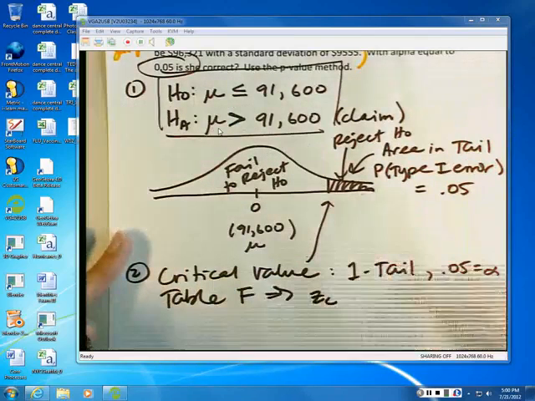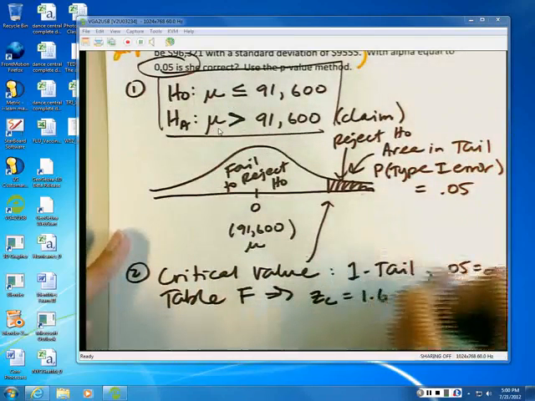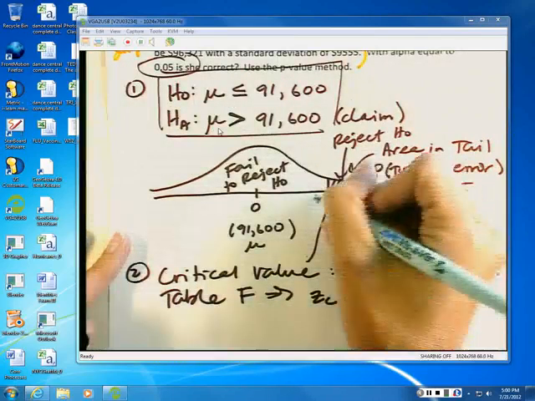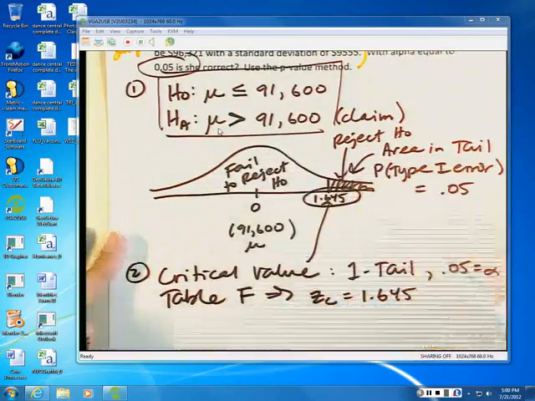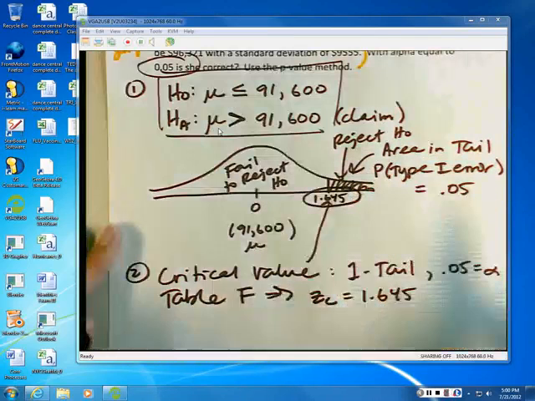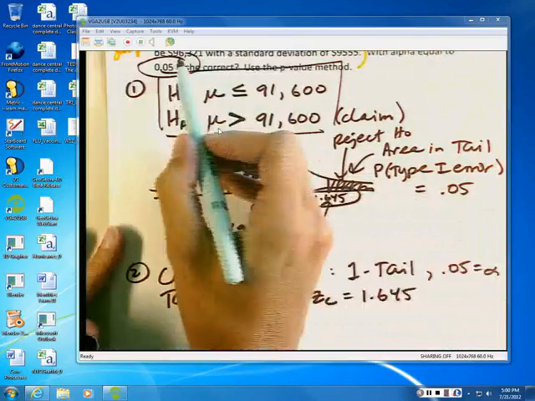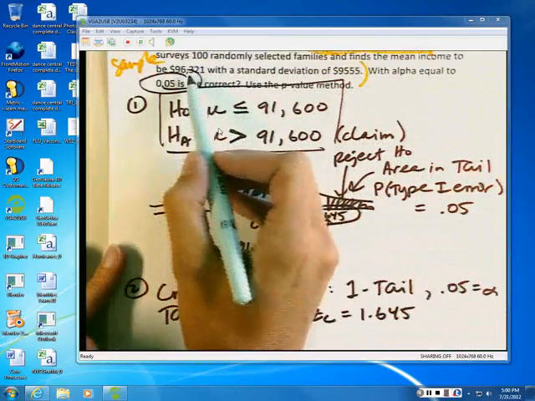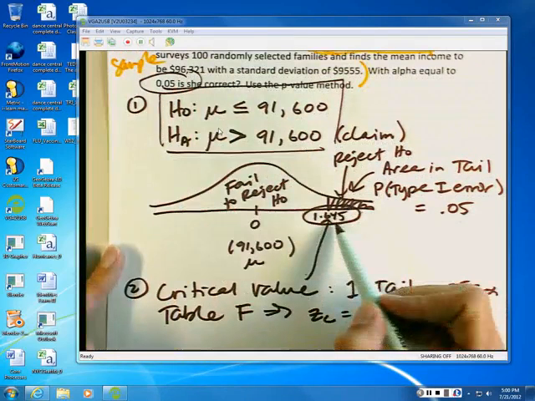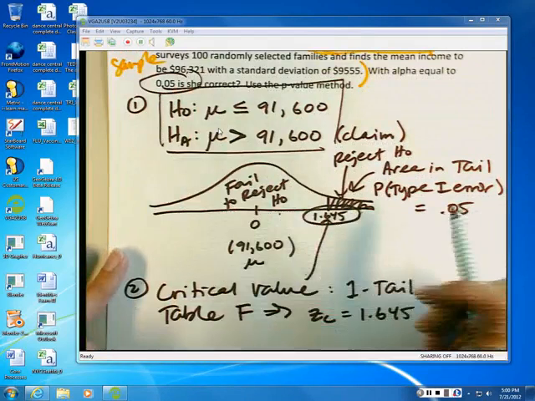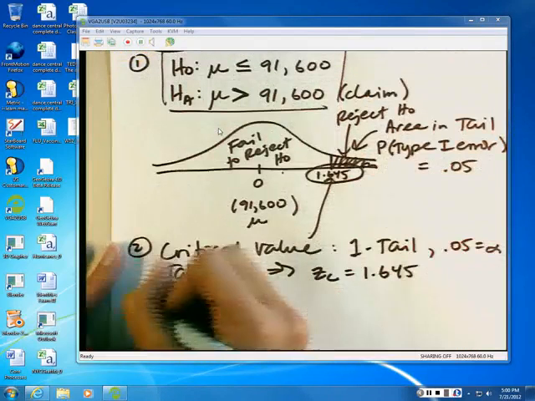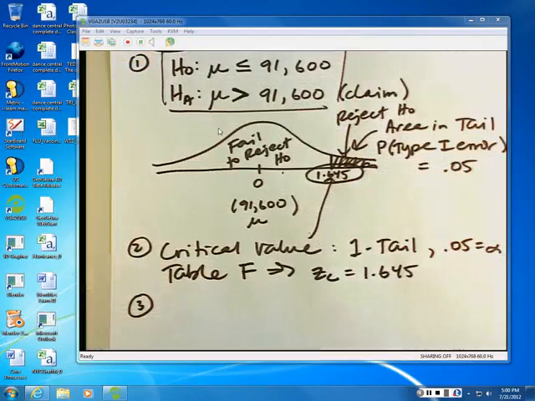So I'm going to start using some labeling of 1.645. So now the question is, that 96,321, what is its z-score? I want to know if its z-score is bigger than 1.645, which makes it significantly bigger, or less than 1.645. Step number 3, I'm going to let the calculator do the work. I could do it just like I had done, but I'm going to let the calculator do the work.